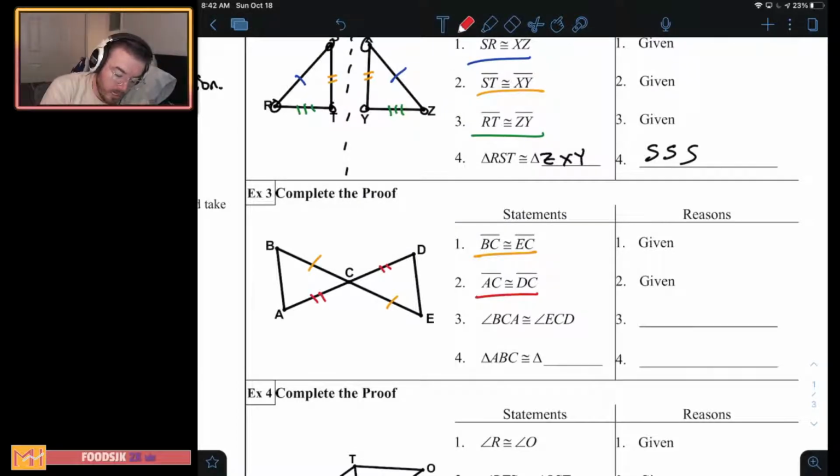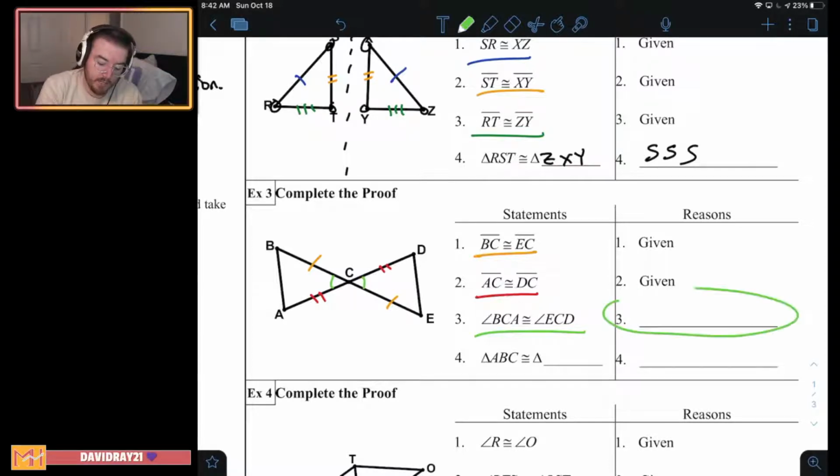But now, why are BCA and ECD congruent? That's what we're filling in here. Why are those two things congruent? Think back to our second unit when we were dealing with lots of angles. I hope you haven't just completely forgotten that, out of sight, out of mind. We've had linear pairs. We've had perpendiculars. We've had vertical angles. We've had corresponding and alternate interior and all these different types of angle relationships, right?